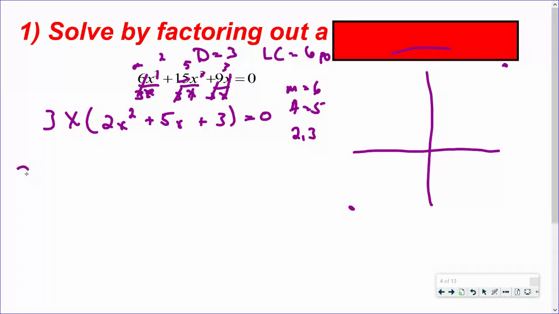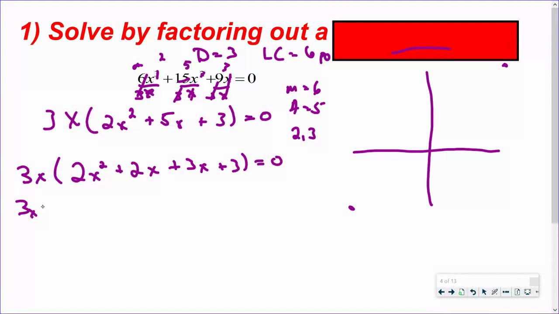So let's start putting this together. The 3x comes along. When I factor by grouping, I bring this straight down. Then I pick one of these factors that work, and I put an x with it. Now I put down the other factor that works, and then the last term. The 3x comes along for a ride.